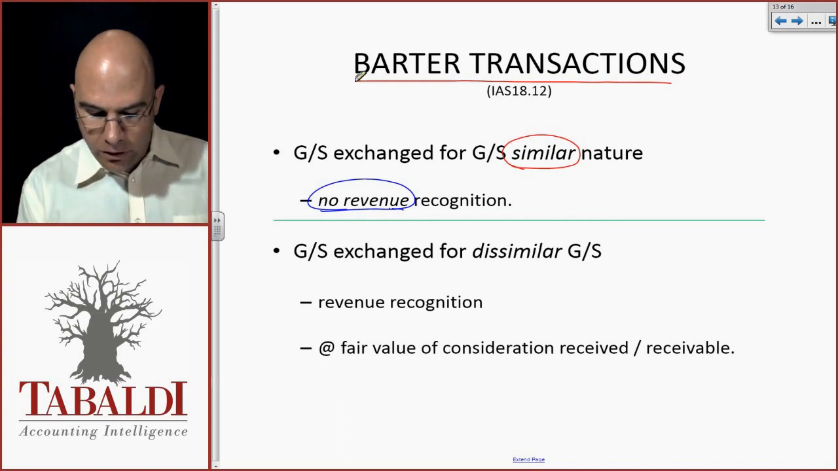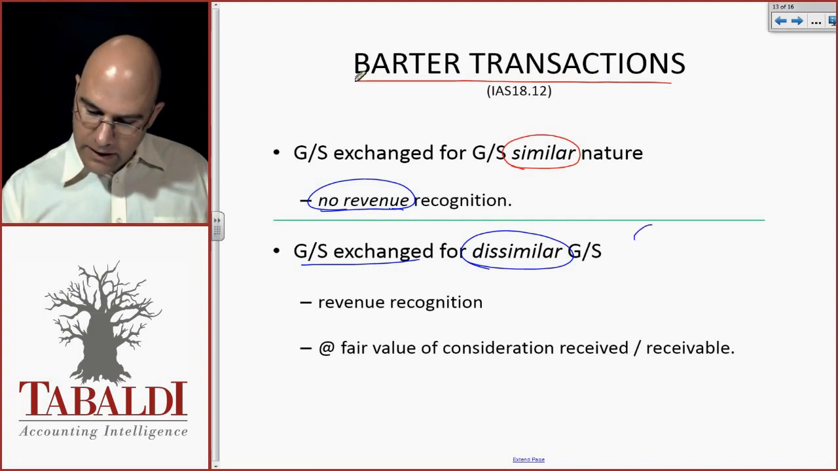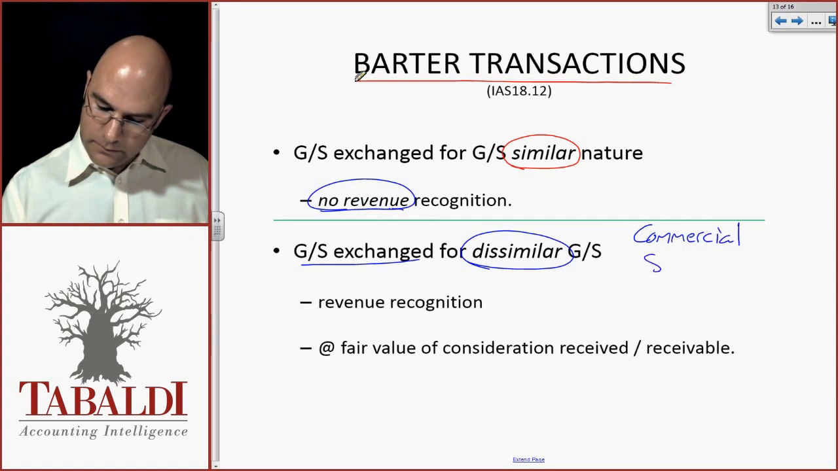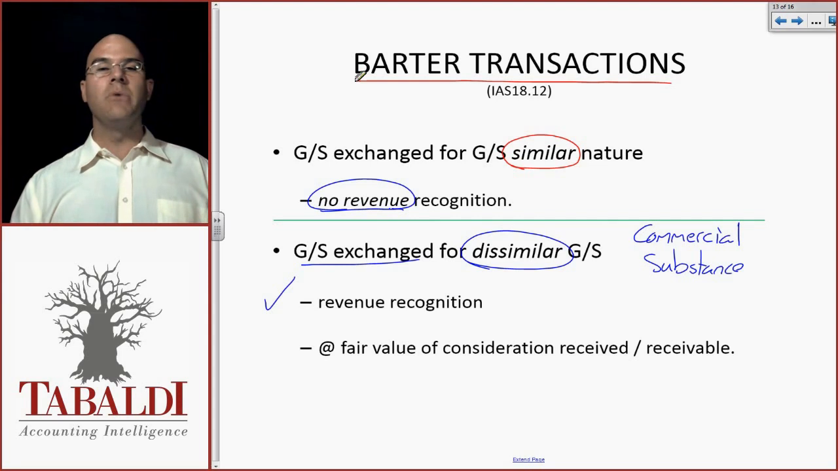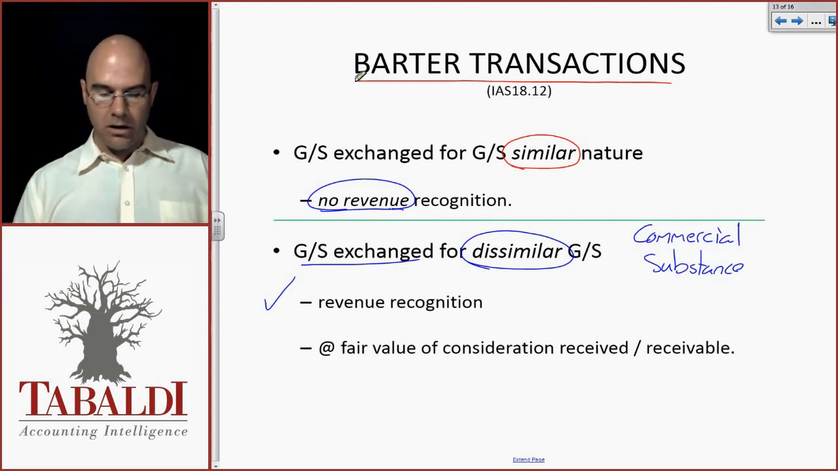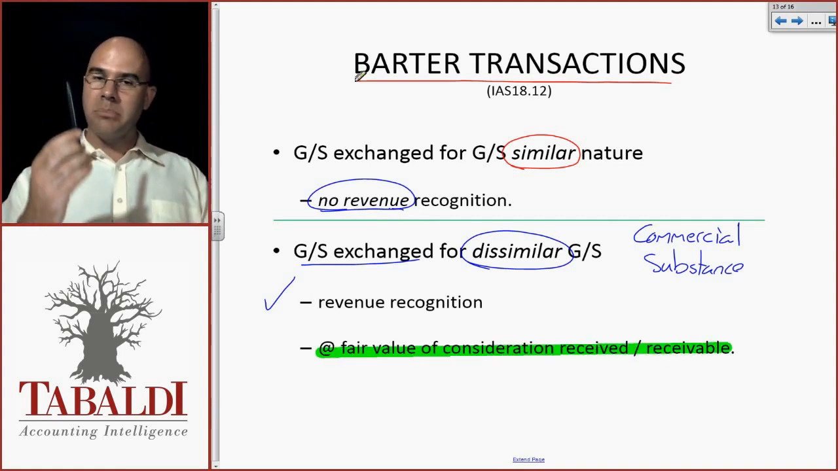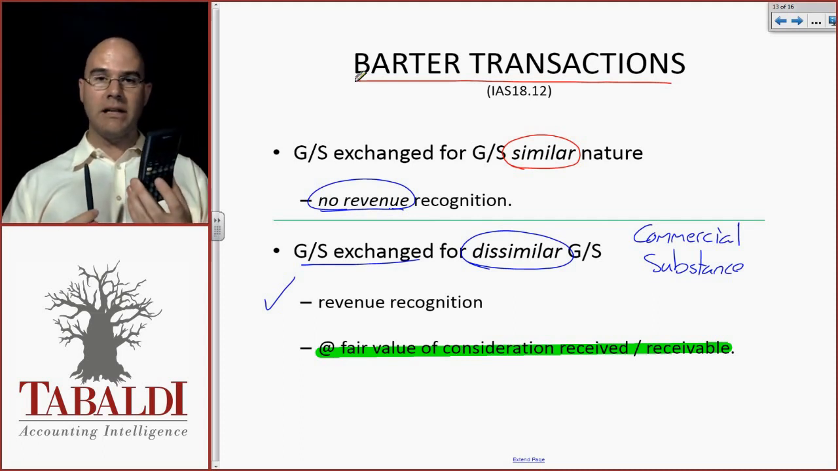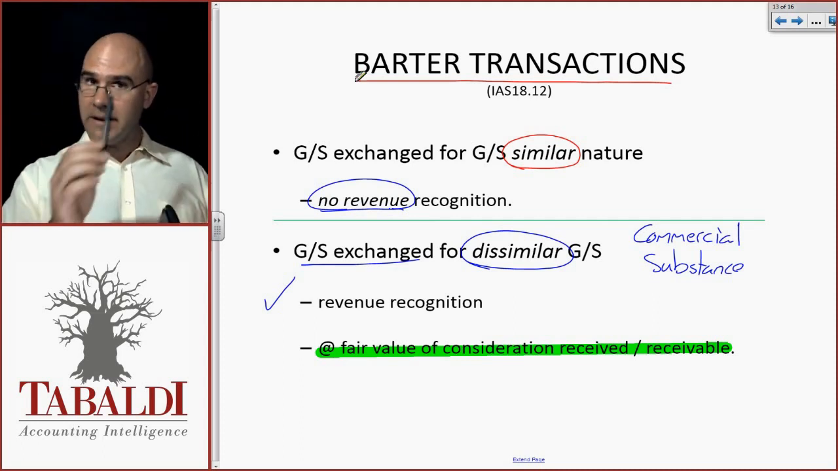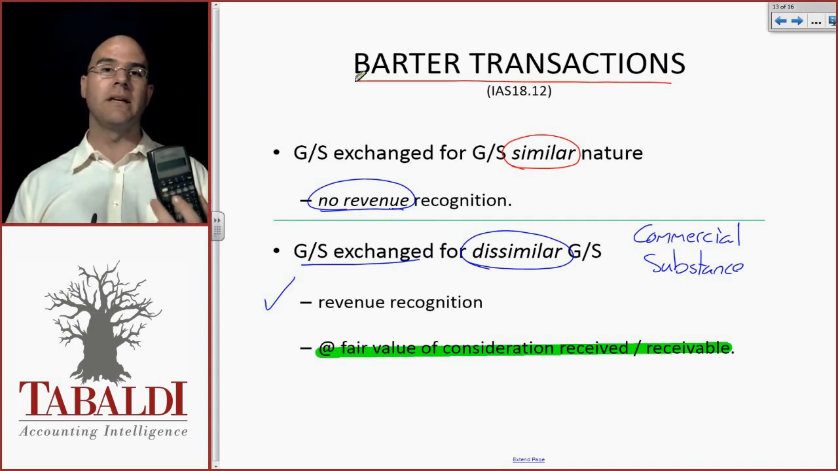But if goods or services are exchanged for dissimilar goods or services, then there is commercial substance. Okay, and then there will definitely be revenue recognition. Go back to your core concept of measurement of revenue. It will be measured at the fair value of the consideration received or receivable. If I'm giving up this pen and receiving this calculator, then I will measure my revenue not at the fair value of the pen being given up, but at the fair value of the calculator being received.